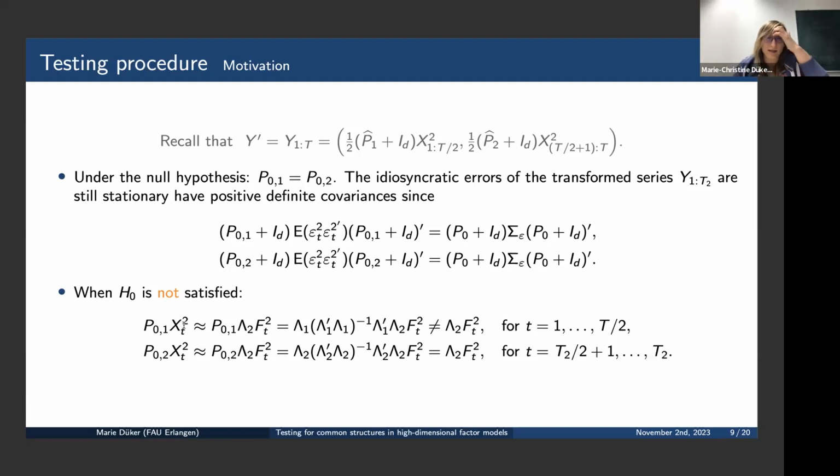So, and this is actually the case because when we transform again at the population level with P01, we don't get the same loading matrix anymore, because lambda1 times lambda2 is not the same as lambda1 times lambda1, right? So this doesn't go away. So we don't really end up with the same loading matrix anymore. And this is kind of what we want to take advantage of.